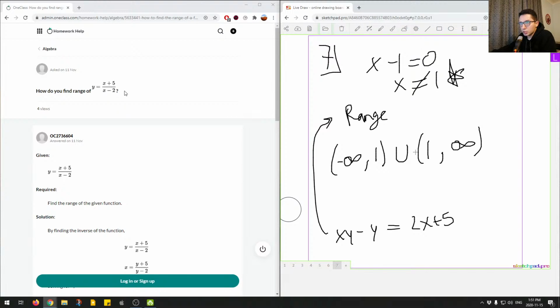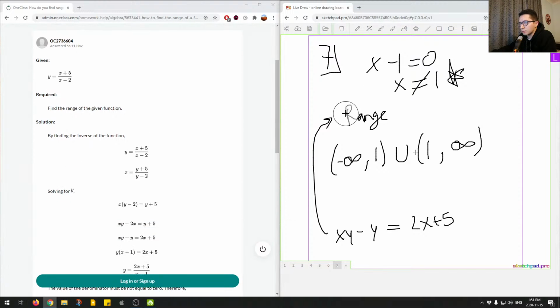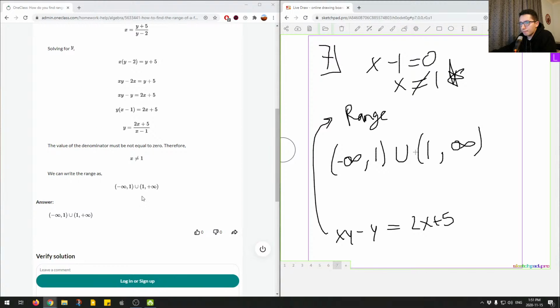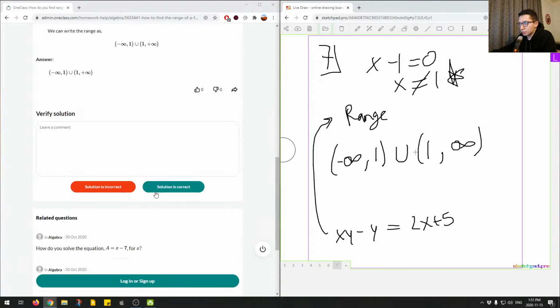So the range of this original function is this down here, and this is our answer. So great job, correct answer. So we'll mark this question as correct and move on to the next question.